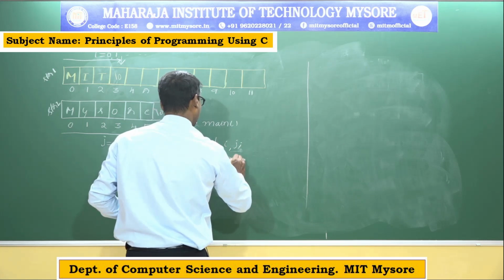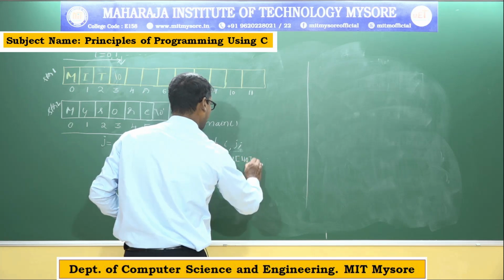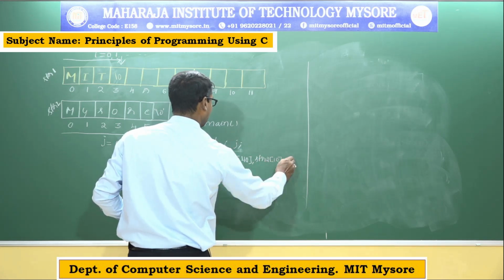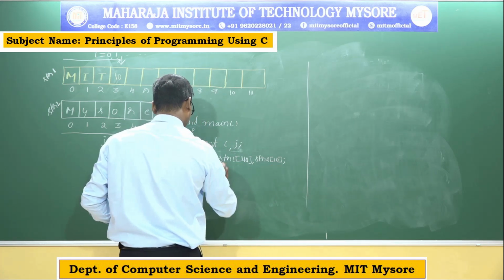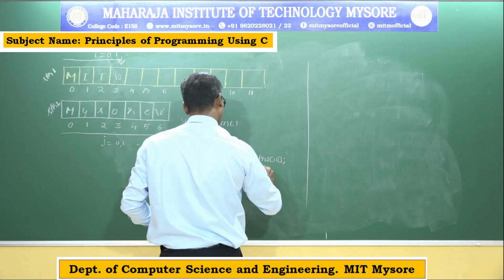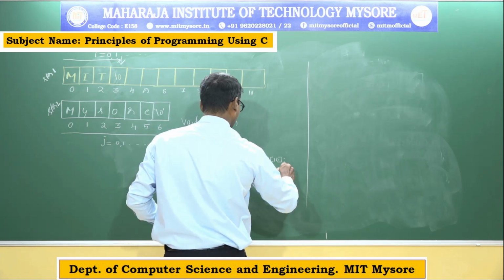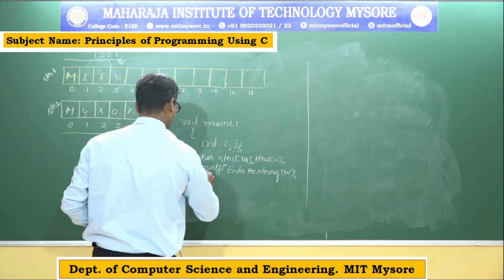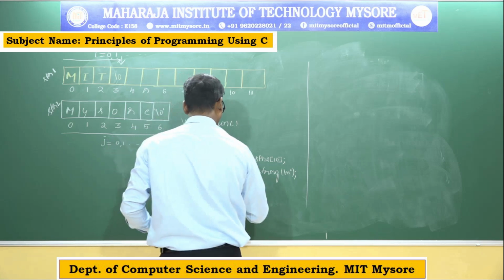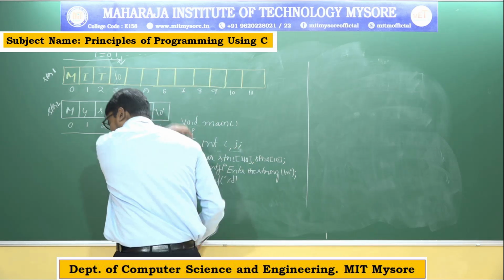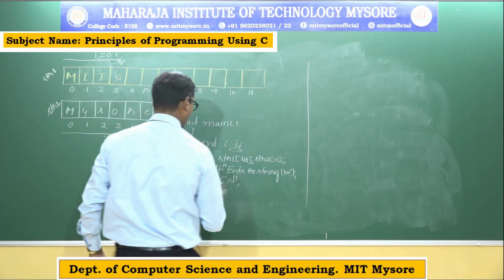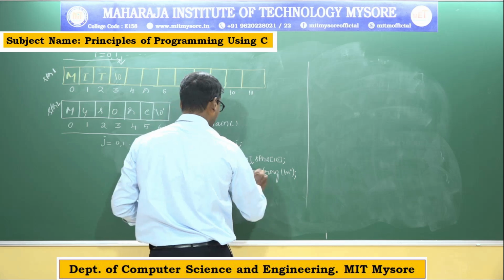Next, two input strings, char str1 and str2. I'll consider a bigger size: str1 is 40, str2 is 10, then semicolon. printf("Enter the string 1"); So, printf enter the string.